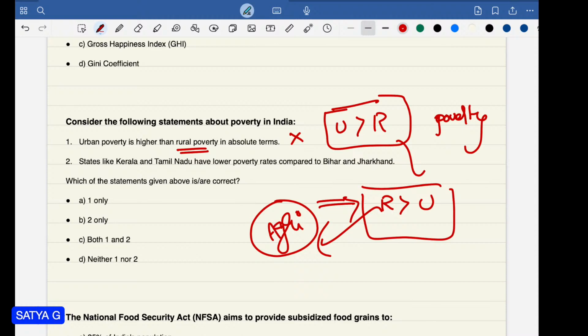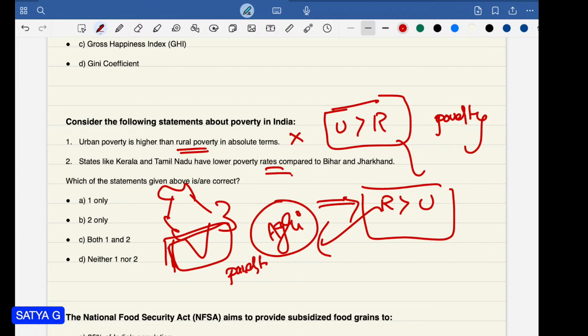And states like Kerala and Tamil Nadu have lower poverty rates compared to Bihar and Jharkhand. Yes, friends, when you observe, these South Indian states are better in areas like poverty and education. So we can consider that only 2 is the correct answer.